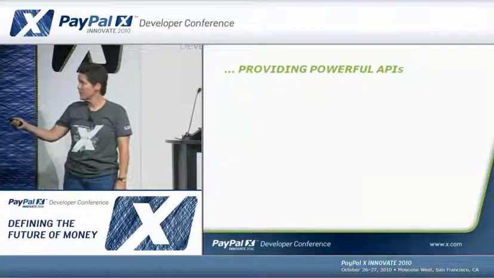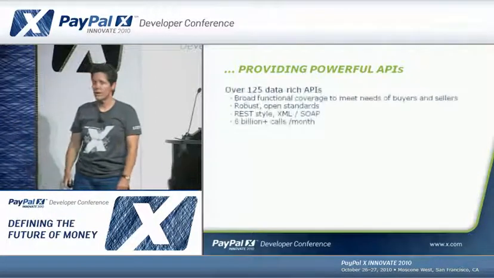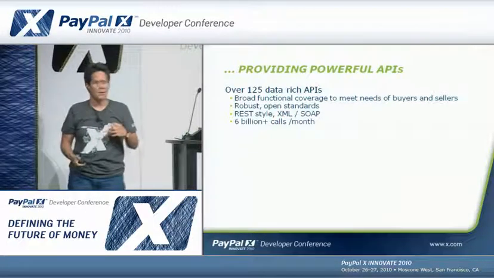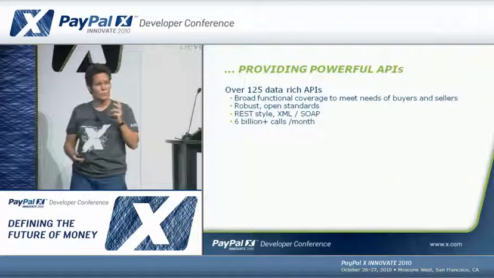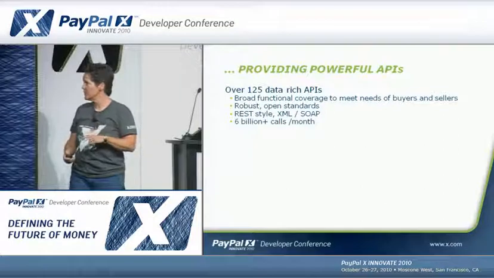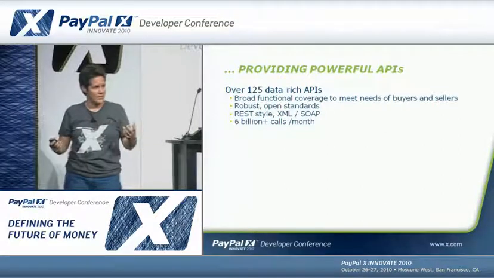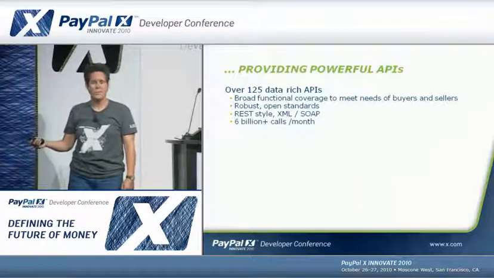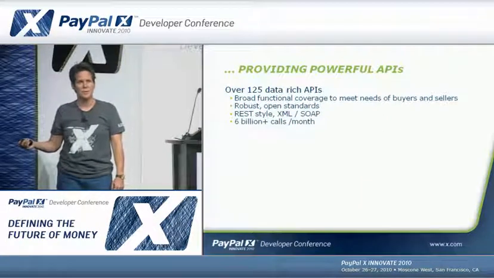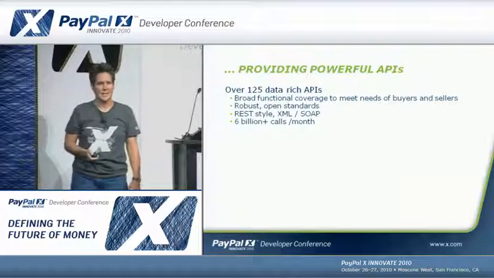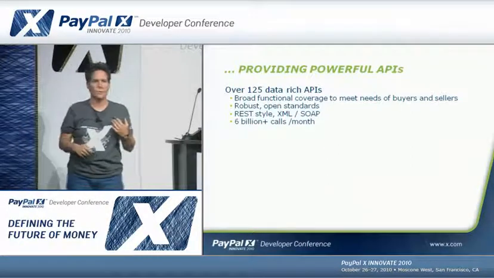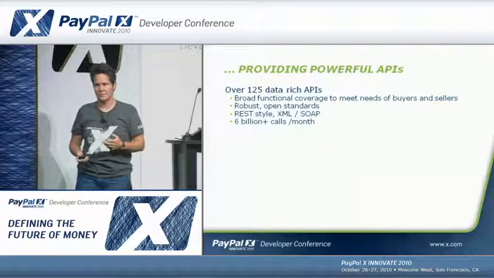These are but a few companies that have taken advantage, again, of the 11,000. So what we provide within the developers program are over 125 data APIs. They're very robust. They're open. You can use REST style, SOAP, XML, so a lot of options. But I think what's incredibly compelling is over 6 billion calls per month. That's hundreds of millions of calls per day that flow through our system. Not only do you use the APIs, we use the APIs. We're very dedicated to make sure that they are solid for all of us.